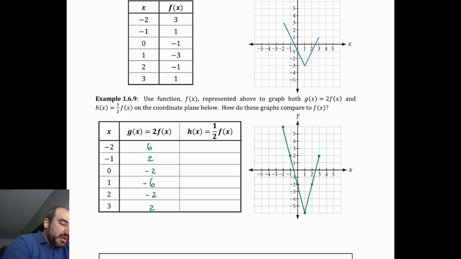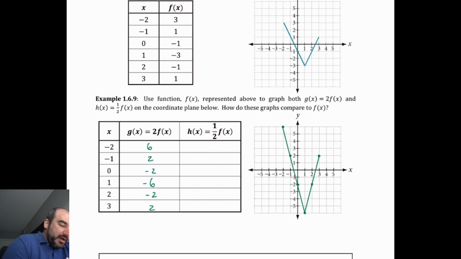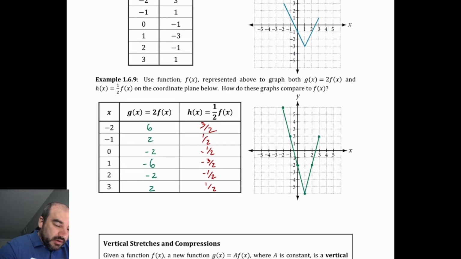We do that with the same numbers. We take these numbers here, we multiply them by 1/2, we put them here. So 3 multiplied by 1/2 is going to be 3/2. And then 1 multiplied by 1/2 is 1/2. Negative 1/2. Negative 3/2. Negative 1/2. And 1/2. It would have been nice if they chose even numbers for us to do this with, but they did not. So let's try to graph these on the same graph.